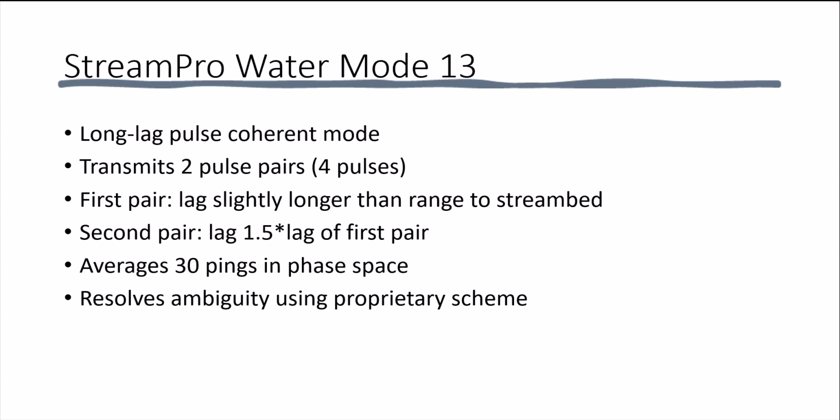StreamPro Water Mode 13 is a long lag pulse coherent mode. It transmits 2 pulse pairs, 4 pulses. The first pair lags slightly longer than a range to the stream bed. The second pair has a lag of 1.5 times the lag of the first pair. It averages 30 pings in phase space and resolves ambiguity using a proprietary scheme. However, Mode 13 is very limited and typically only works in less than a meter of water and very low velocities.